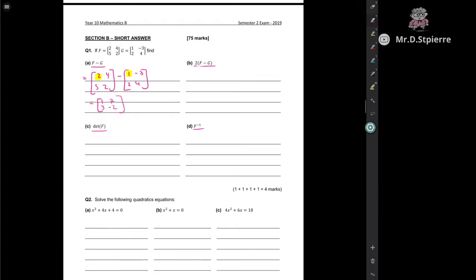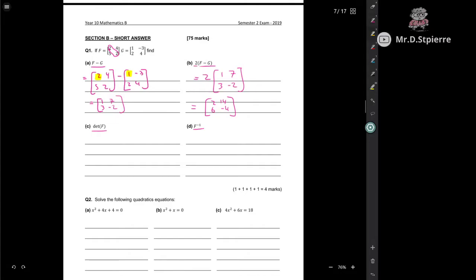Part B, we have 2 times f minus g, so this is just a scalar multiplication. We've already got the f minus g matrix, so we may as well put that in. For scalar multiplication, we just multiply the 2 by everything inside the matrix. So we get [2, 14, 6, negative 4]. Happy days.